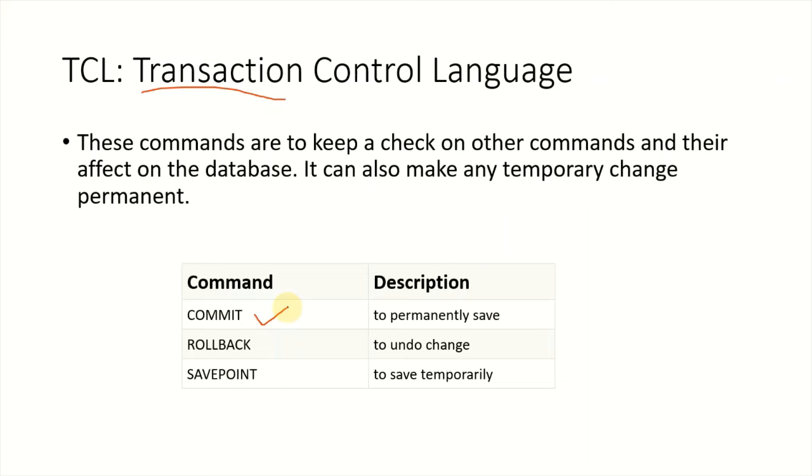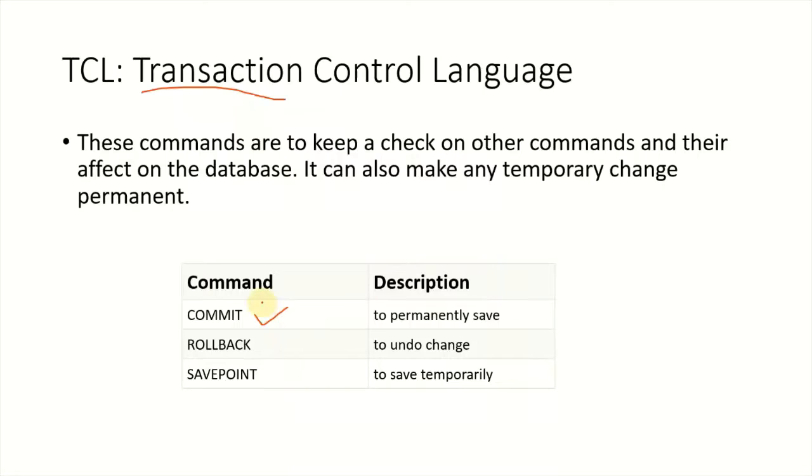So the first one is commit. This is a query. It is used to permanently change the state. We can say that once the queries are executed and after that we commit all the changes, we will permanently make the changes in the database according to those queries. Then we have rollback.